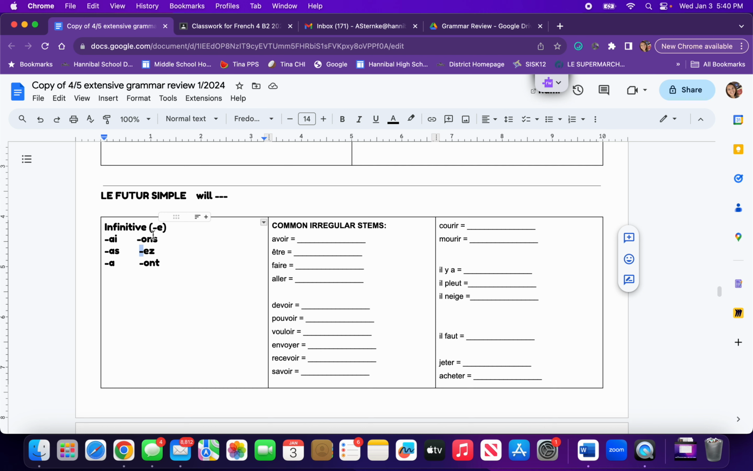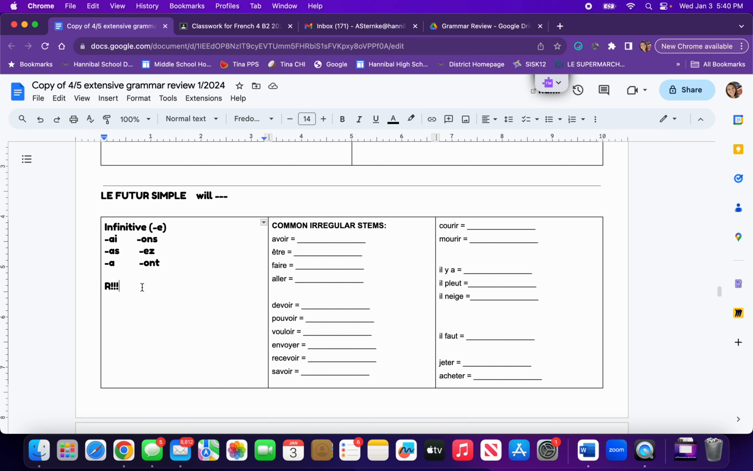I mentioned it had to drop off an E if there was one, and that's because there has to be a letter R before you put these endings. If you don't see an R here, and R here, and R here, you're not doing it right. There has to be a letter R before all of these.